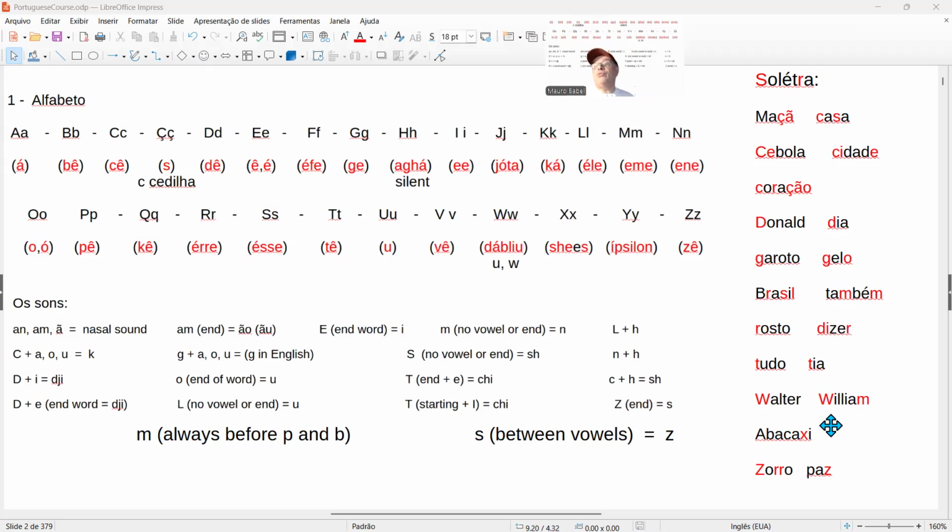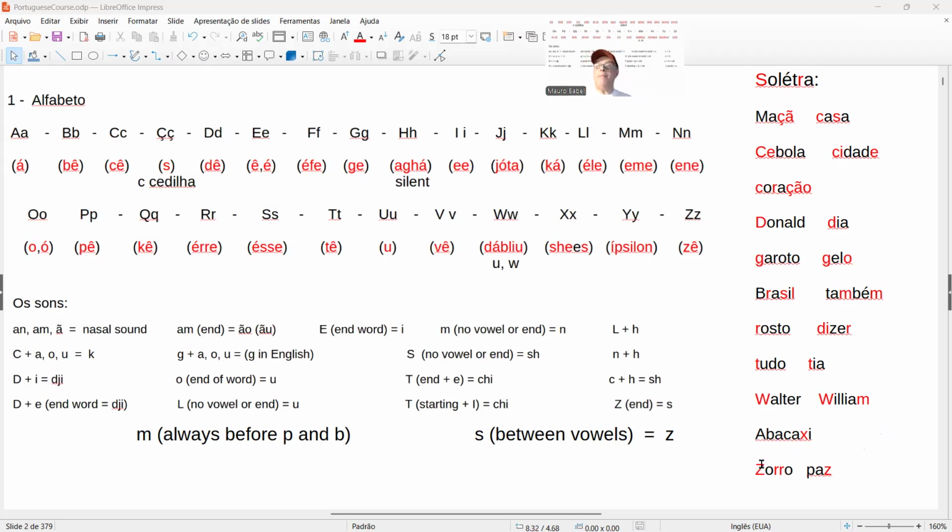But here you don't say William like in English. Remember, M at the end sounds like N. So, William. You don't say it the English way in Portuguese. Ah, here's William.